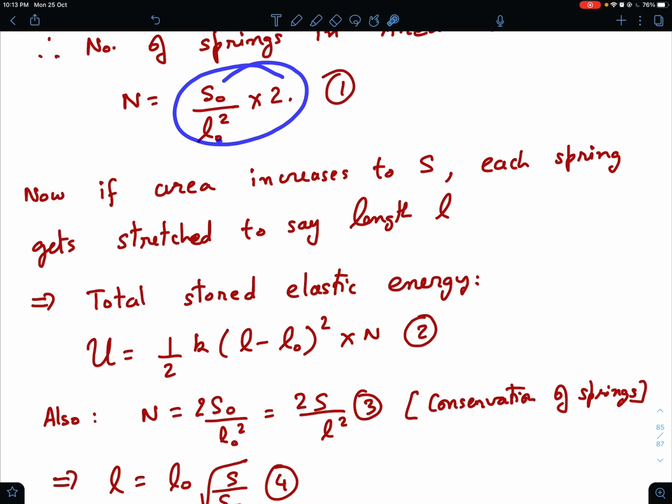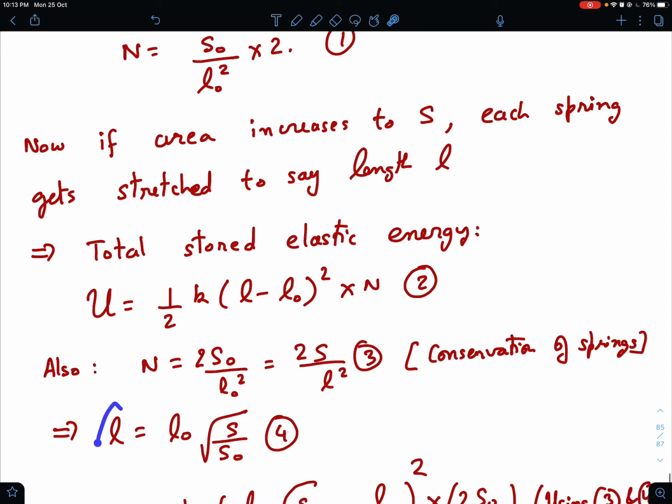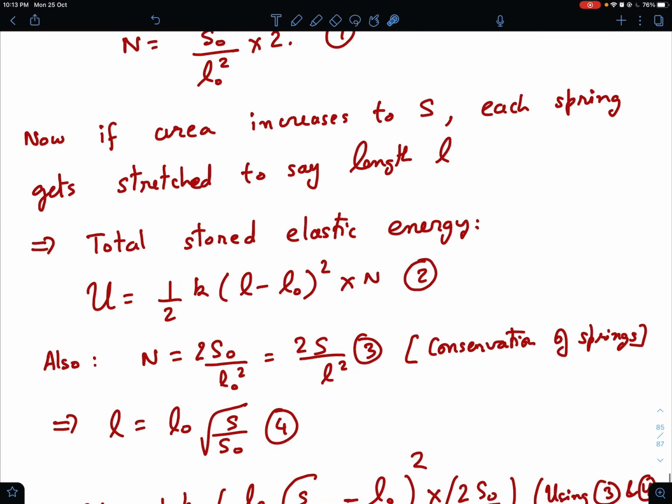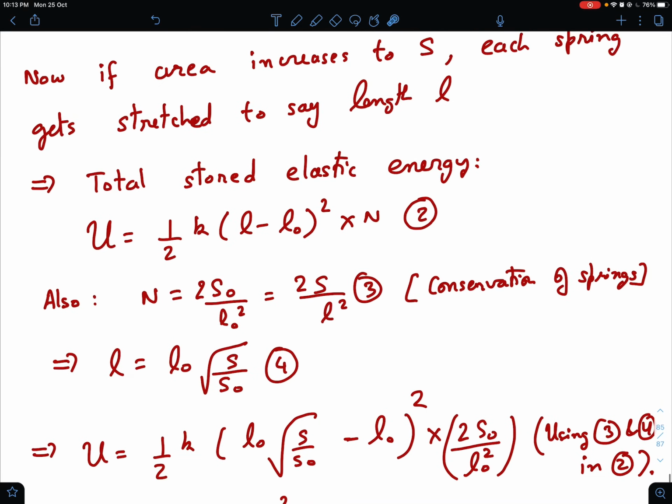So we had said that N is 2S naught by L naught square, that's also equal to 2S by L square, right? So this gives us L is equal to L naught into under root of S by S naught. Just rearrange this equation and you'll get L is equal to L naught into under root of S by S naught, right? So now we just substitute this equation 4 and equation 3 into equation 2.